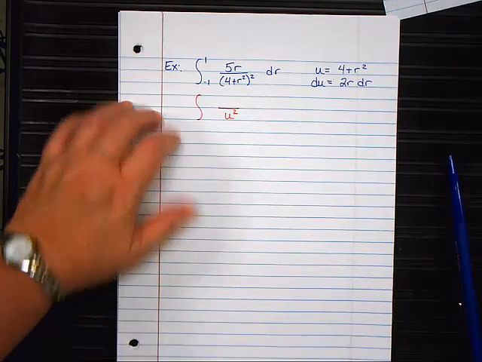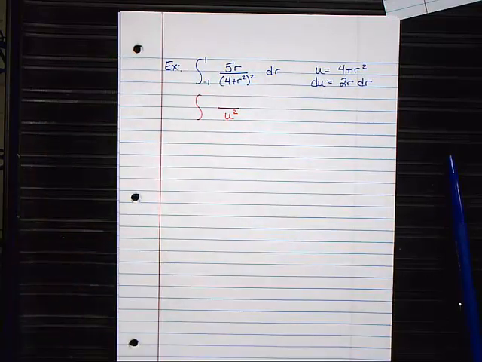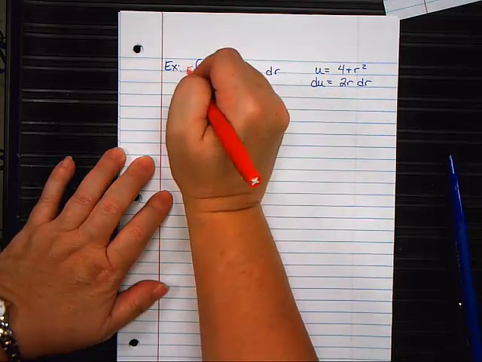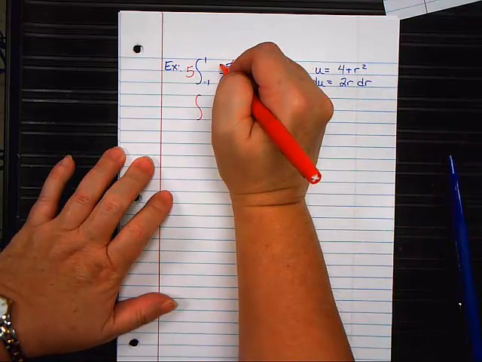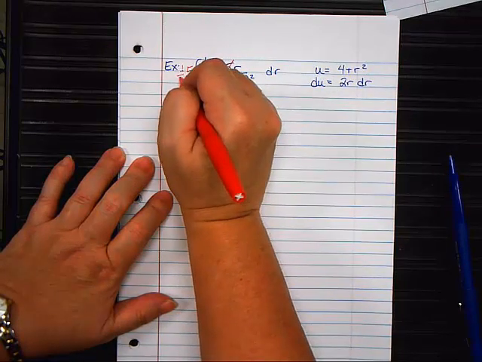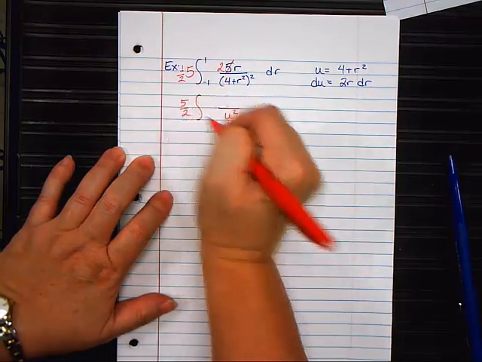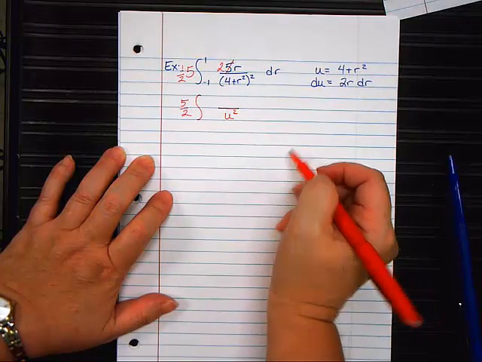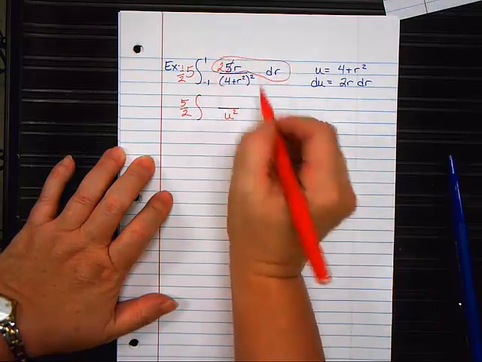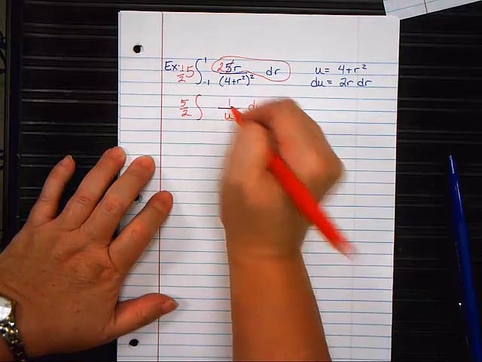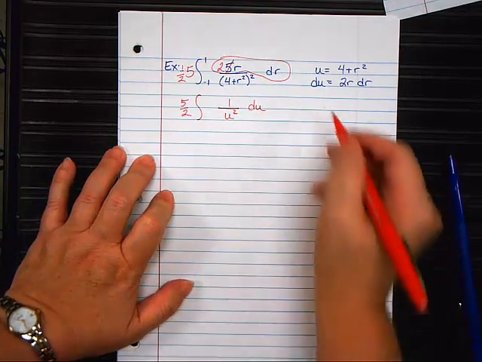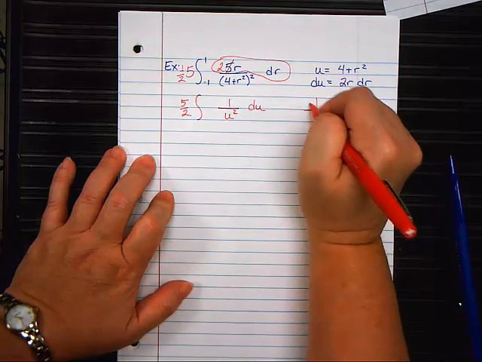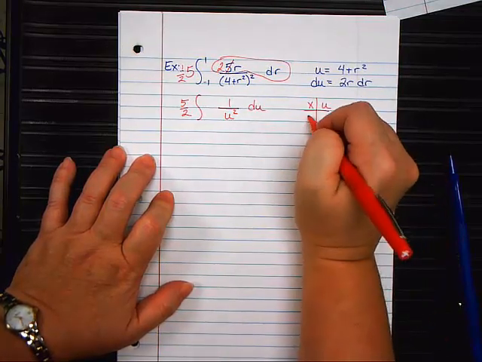Okay. Now, I have a 5r. I need a 2r. What do I do? Take it out. Throw it outside. What do I put in its place? Put the 2, put the 1/2 outside. So this becomes 5/2. This is du. That's a 1. Okay. Now we got to change our limits. X, u. 1, -1.